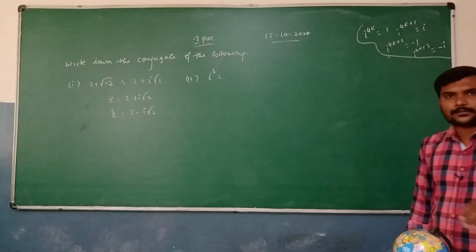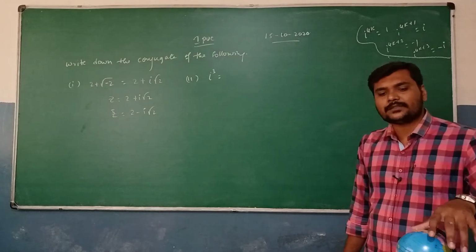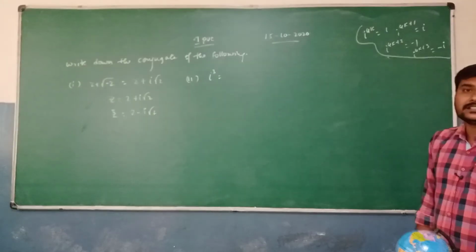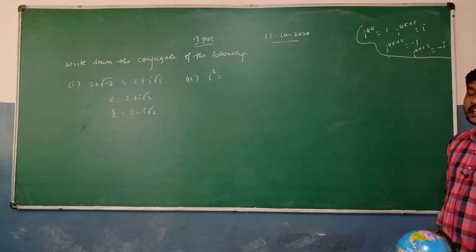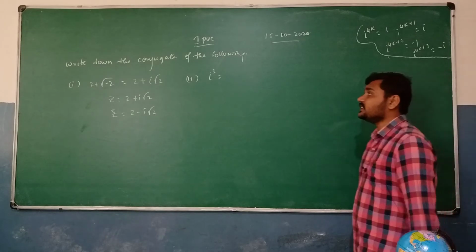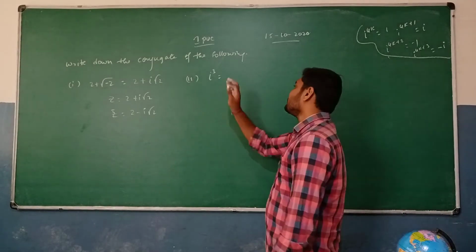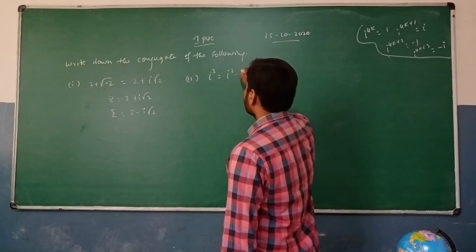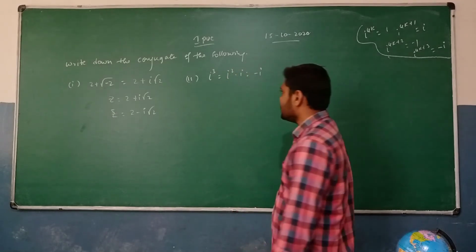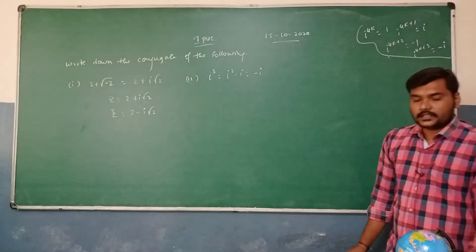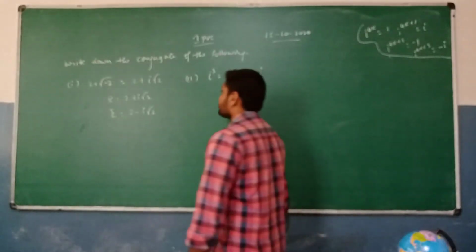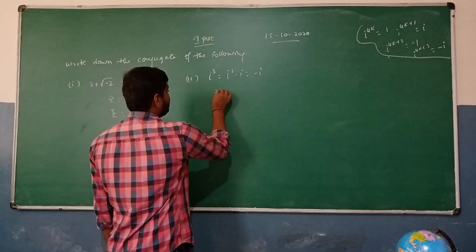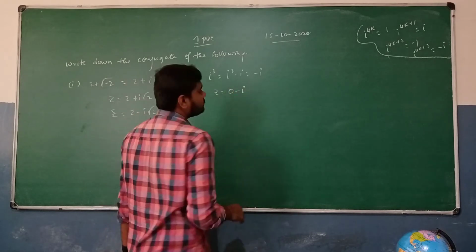So is it in the standard form of the complex number? No, because the standard form is z is equal to a plus ib. So we need to convert this. I cube can also be written as i square into i. So that's going to be equal to minus i, because the value of i square is minus 1, into i, equal to minus i. So z is equal to 0 minus i.